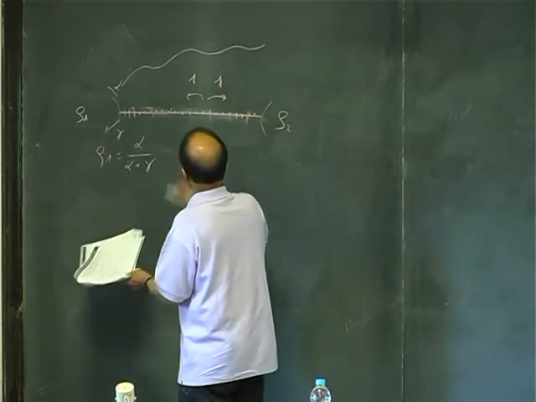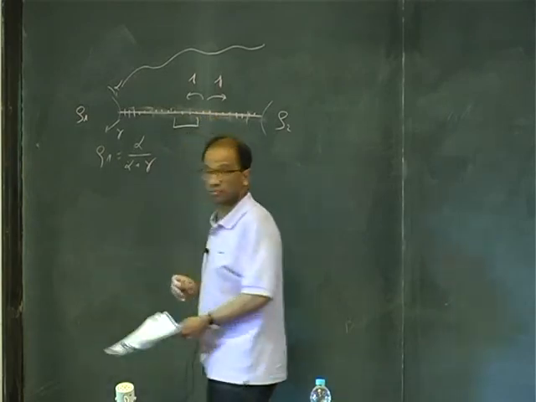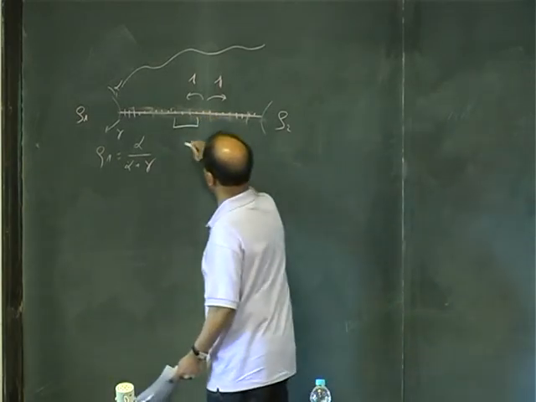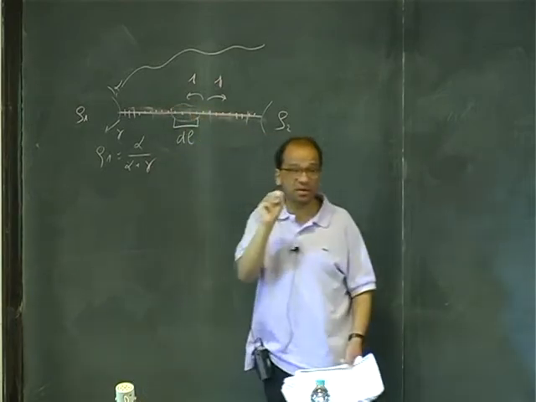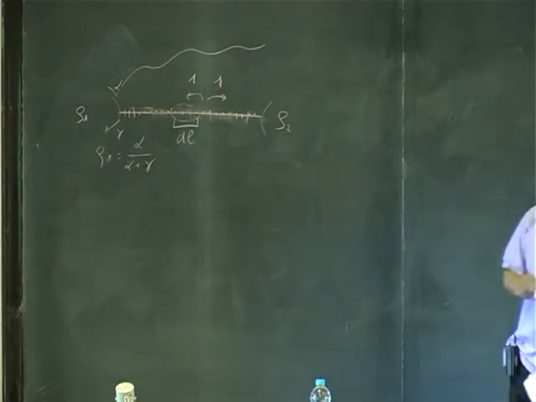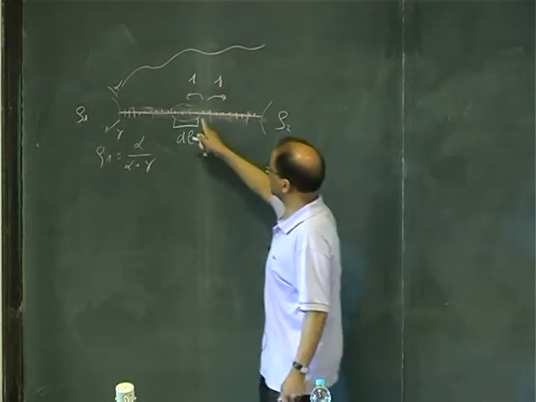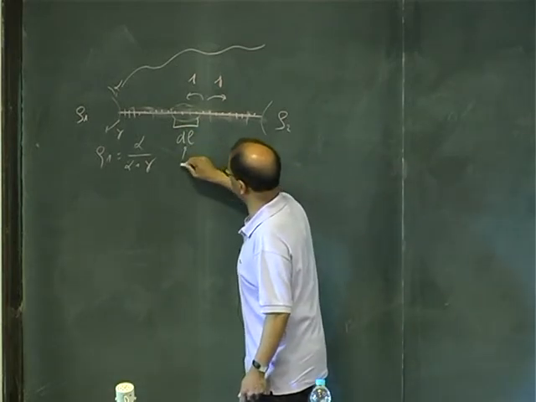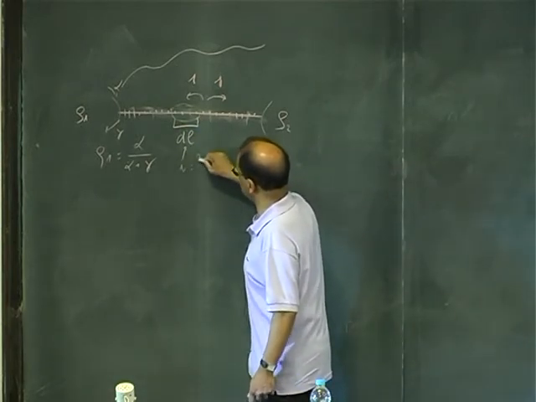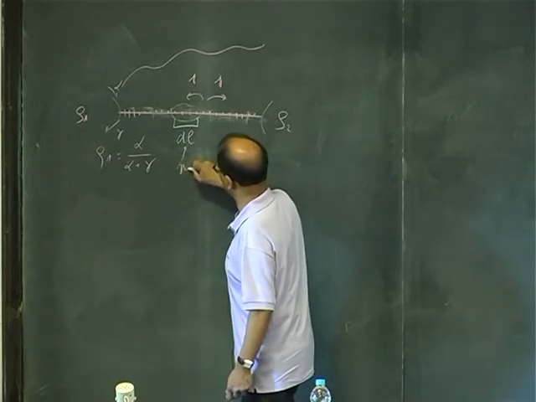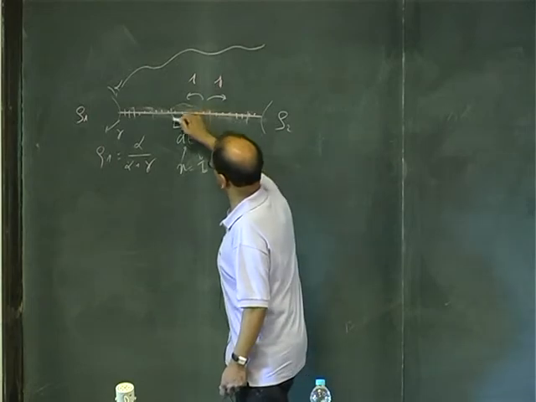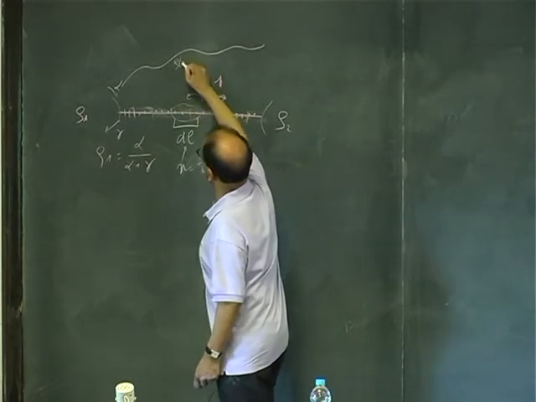You coarse grain your system. So you take small boxes of length dx or dl, which contain many lattice sites. And you want that the density here, near site i, which is x over L, L being the system size, x equal to i over L, you want that the density is given by rho of x.